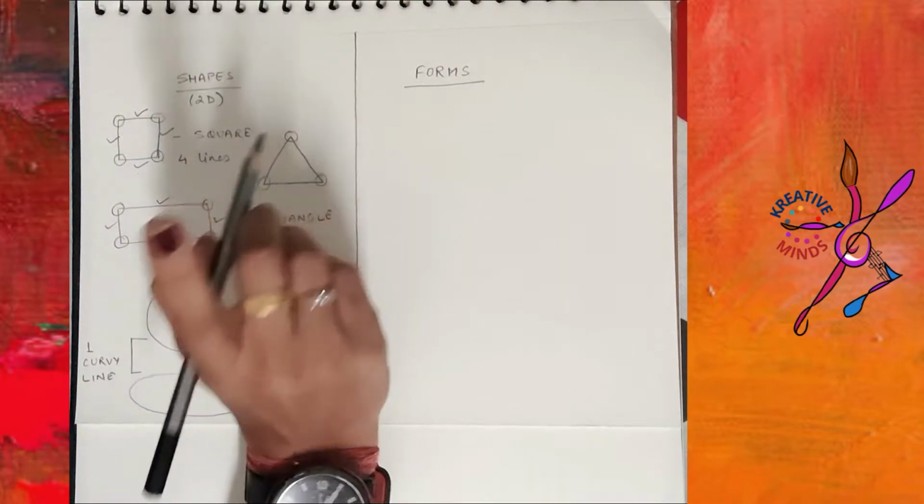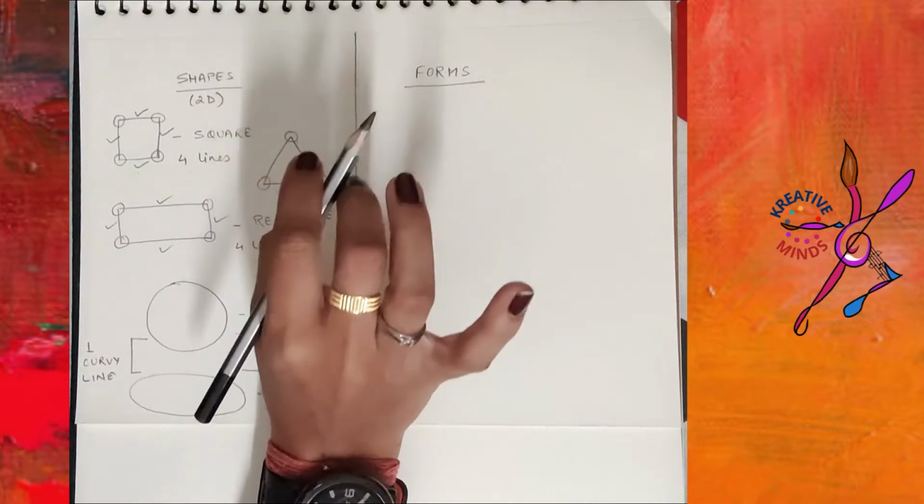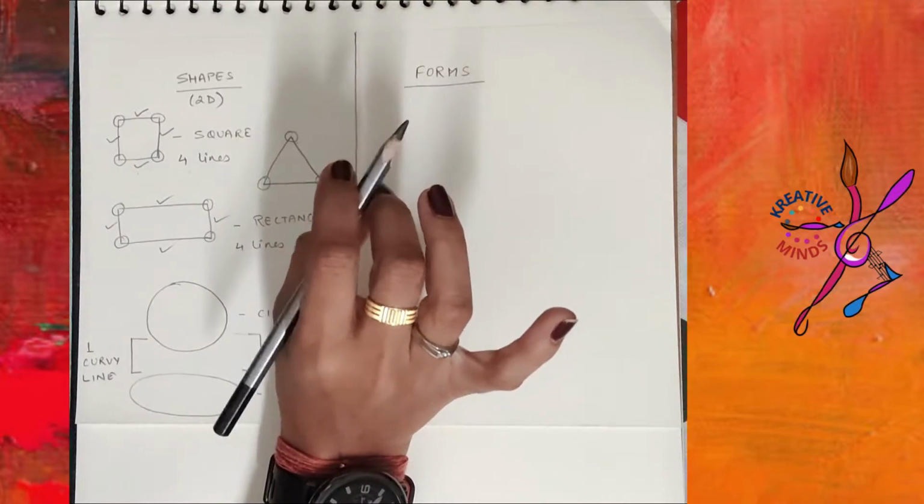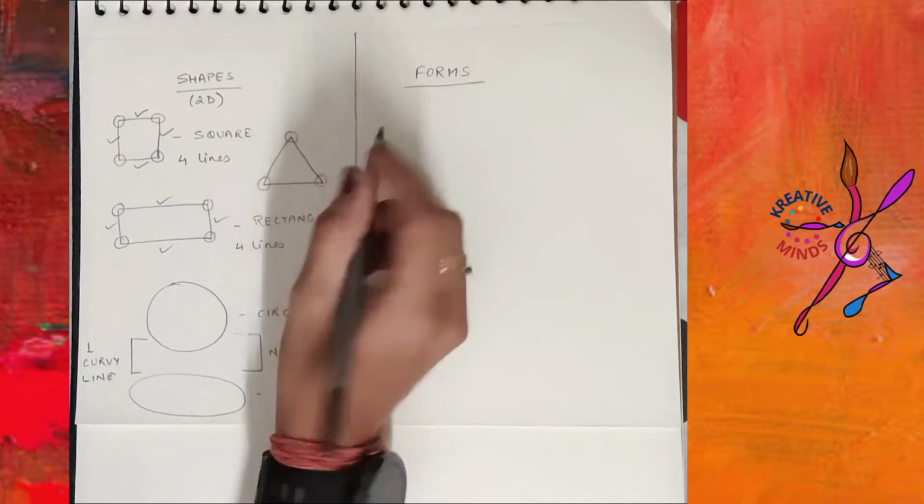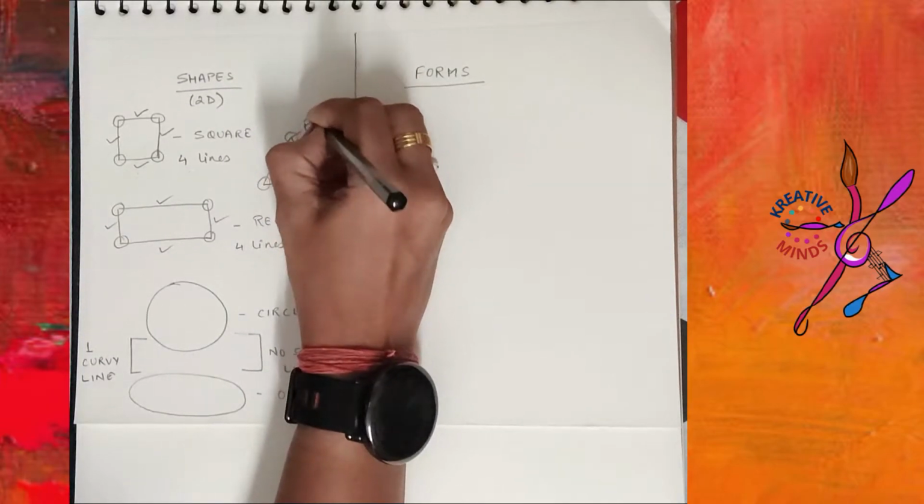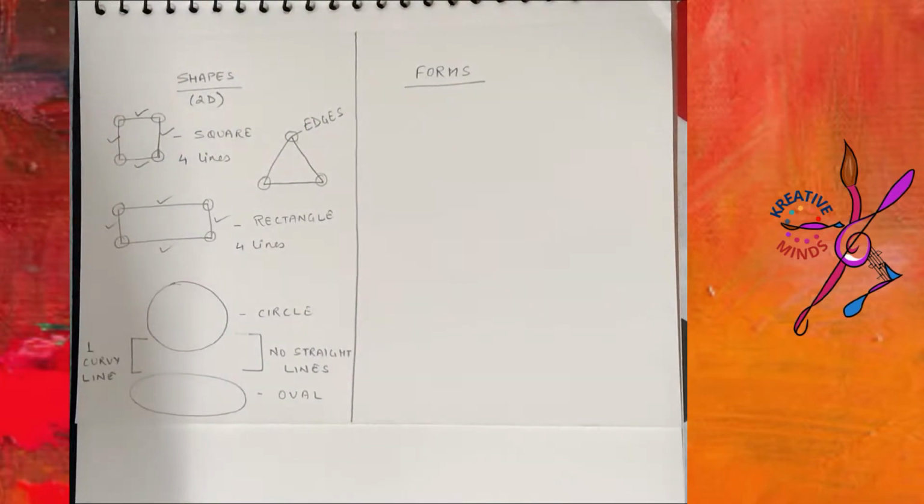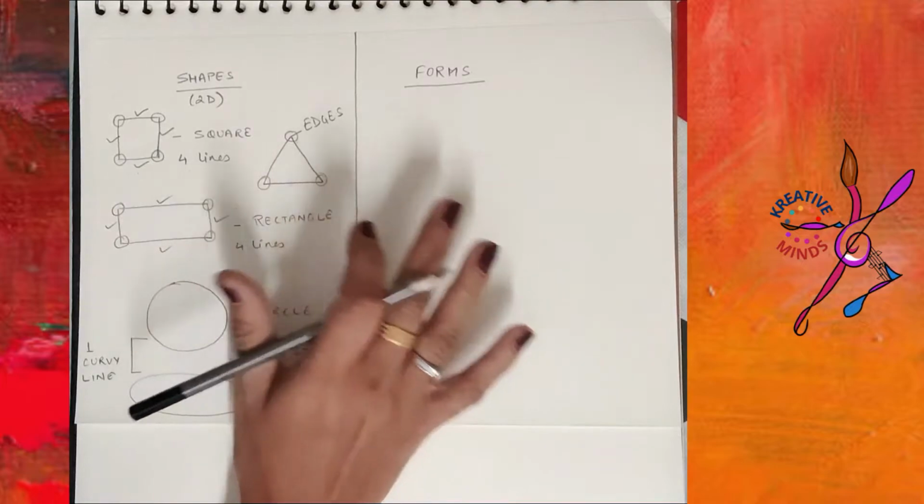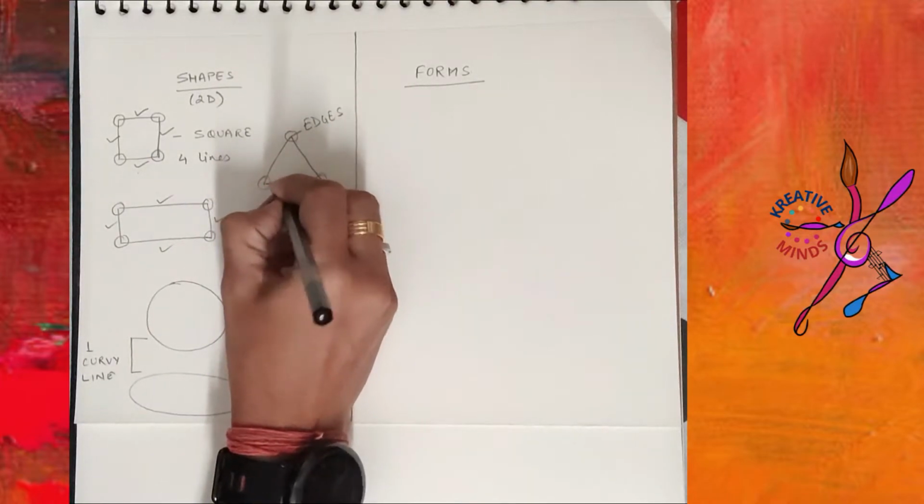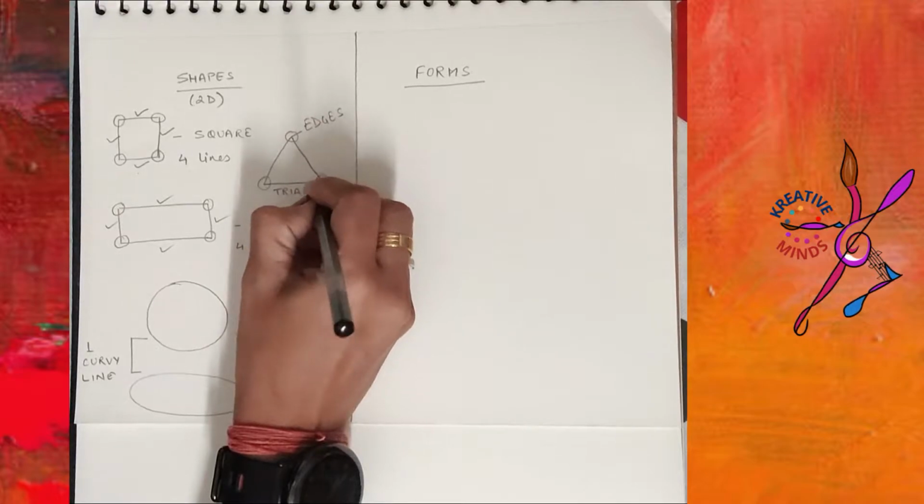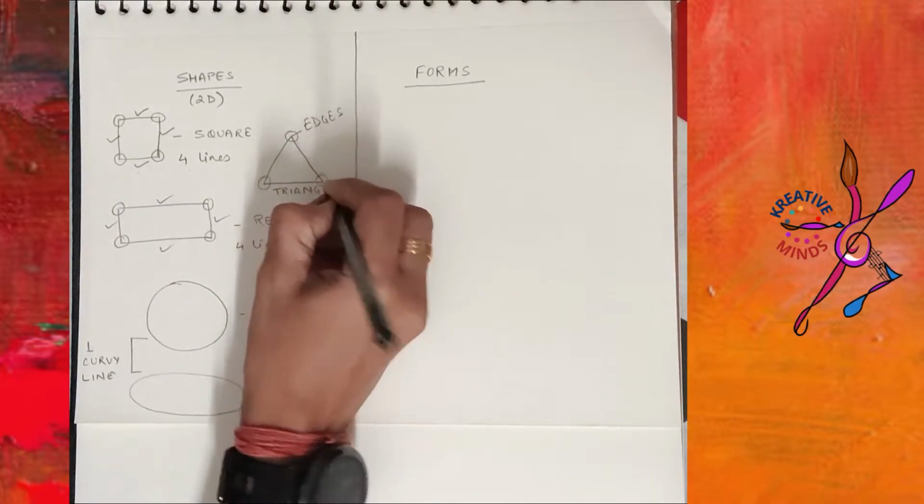Now in drawing terminology, or in drawing language, we don't say corners. We say edges. E-D-G-E-S. Go ahead. The angle. Correct. The angles. Right. And what's the spelling of triangle? T-R-I-A-N-G-L-E. Angle.